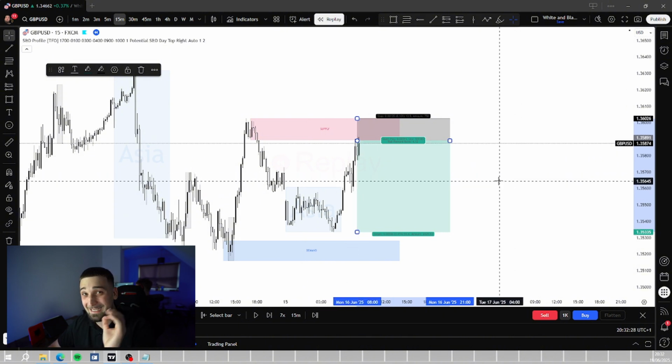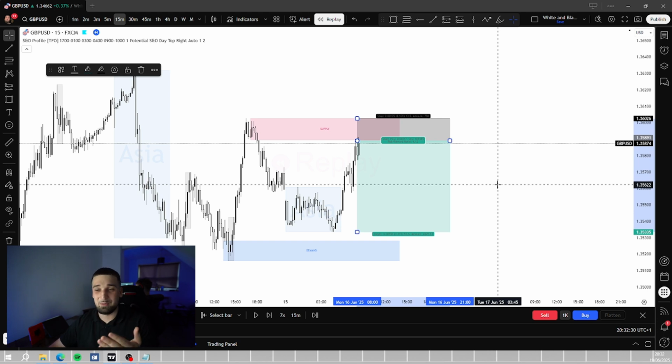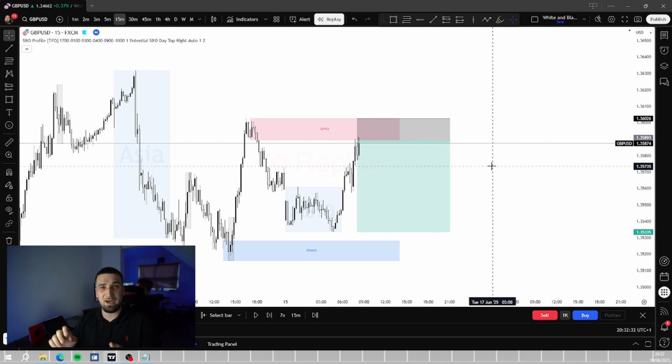Price came exactly into this supply zone that people try to call it. So you might be thinking, this is perfect. London session opening, so we're going to have that volatility from the London session. There's a supply zone, it swept the Asia high, so they're thinking, okay, this is a perfect selling opportunity. Whereas for myself, I would have seen something different, but let's see how it plays out.